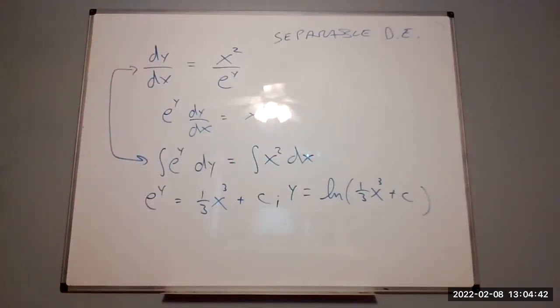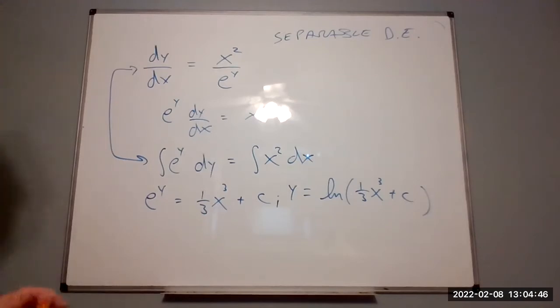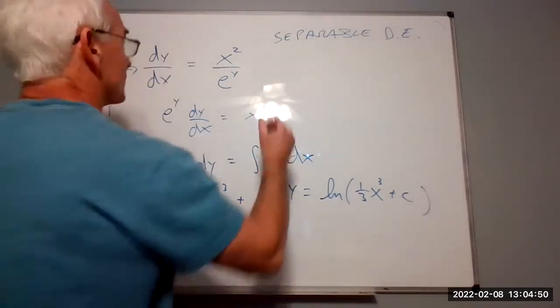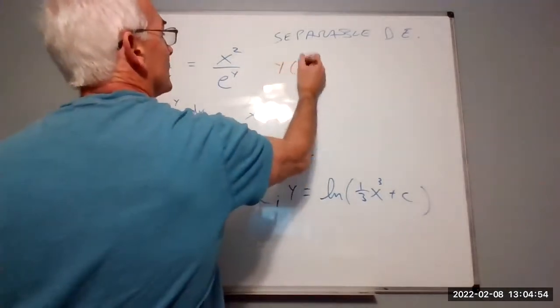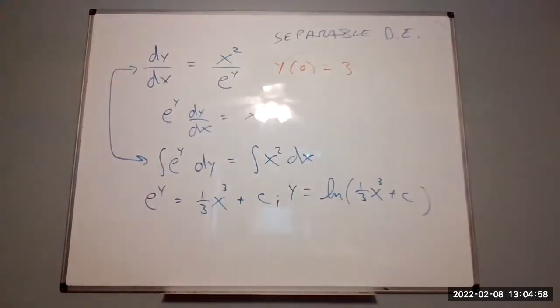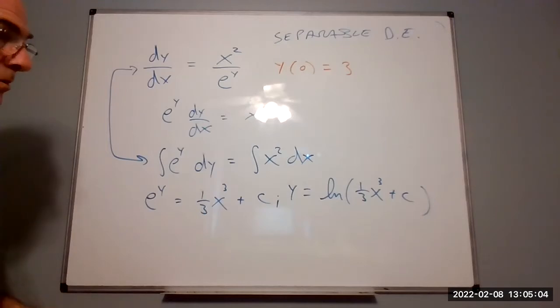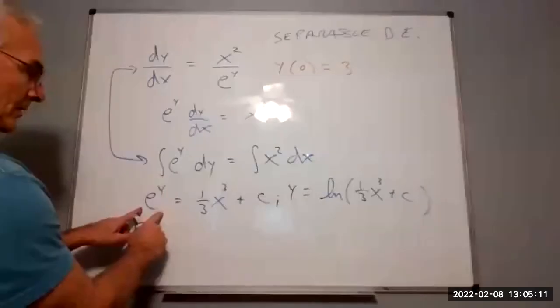Nothing wrong with that. So let me now throw in an initial condition just to show you what it would look like. So an initial condition might be something like this. How about y of 0 equals 3? That will be my initial condition. y of 0 equals 3. So that means if I replace x with 0, y is 3. How do I get to that? Well, I can do it over here.